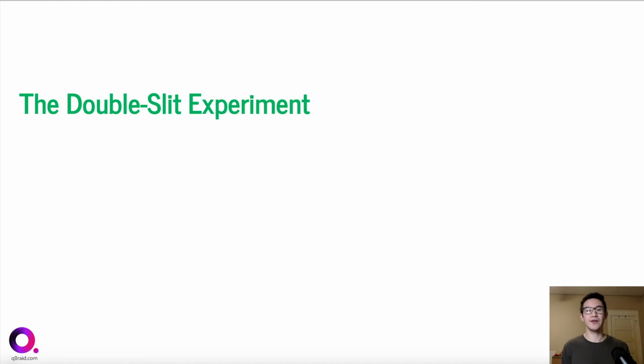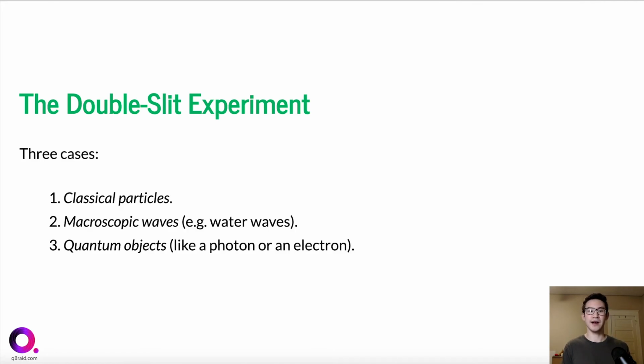Now, to understand the behavior of quantum objects, it is often helpful to contrast this with the behavior of classical objects. And so for this reason, I will show you the double slit experiment 3 times, first with classical particles, which obey Newtonian mechanics, then with macroscopic waves, for example, water waves, and finally with quantum objects like electrons or photons. And so before we dive into it, let me summarize the main properties of the 2 classical objects that will be involved in the experiment. These are classical particles and macroscopic waves.